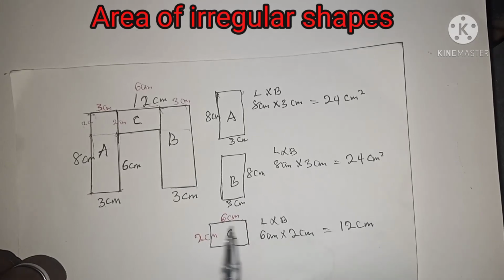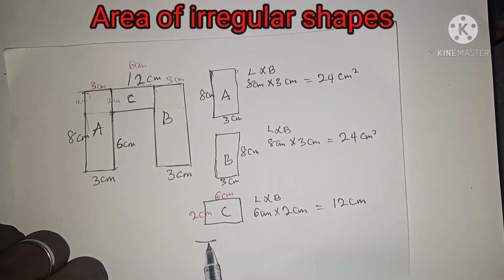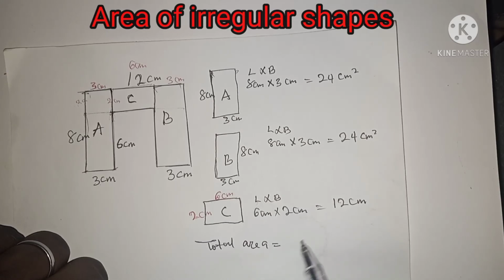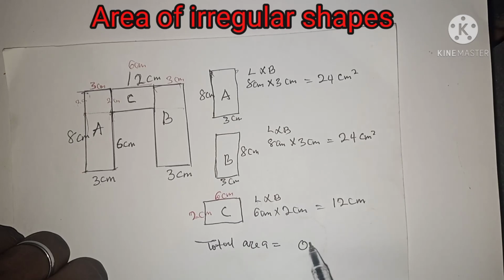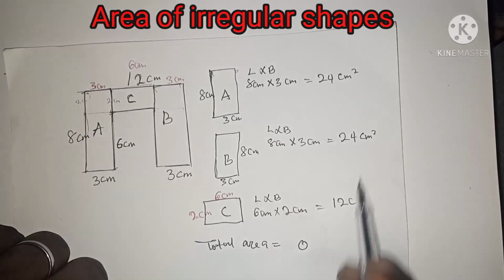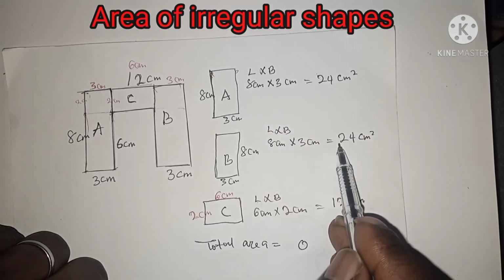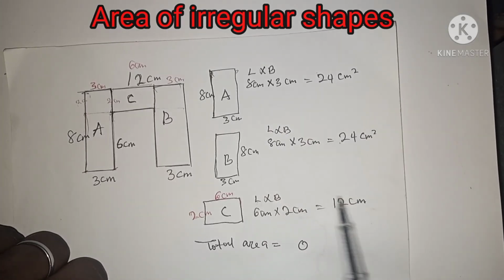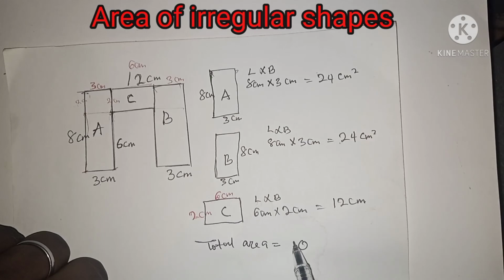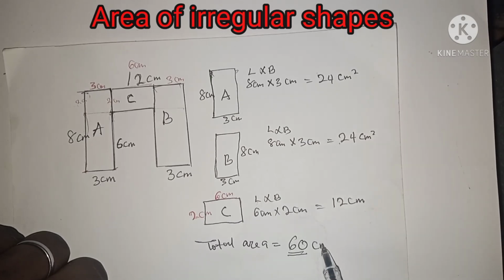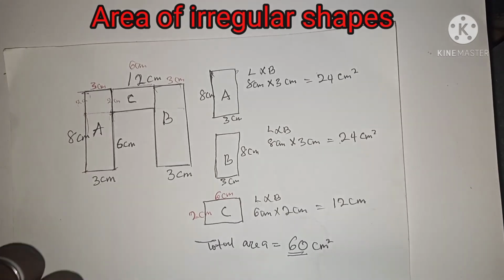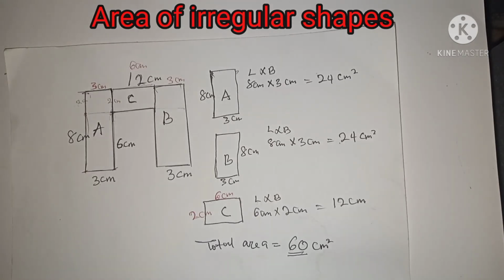Then we'll go ahead and find the total area. So the total area equals, okay, that's 0. That is 4 plus 4, 8, plus 2, 10, 0. Then 2 plus 2, 4, plus 1, 5, plus the 1 we carried, and that is 6. So that is what? 60 square centimeters. So now that is how to find the area of irregular shapes.